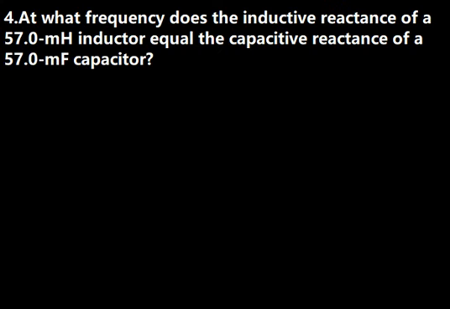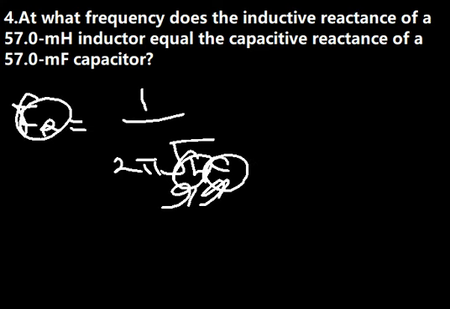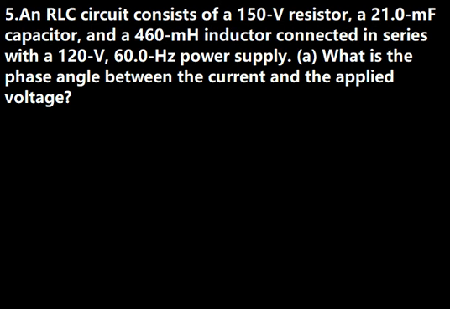At what frequency does the inductive reactance equal the capacitive reactance? So now we are looking for the resonance frequency, given as FR, which is 1 over 2 pi times the square root of LC. Since we have the capacitance and also the inductance, you can get the frequency using this formula. And also here is another question.